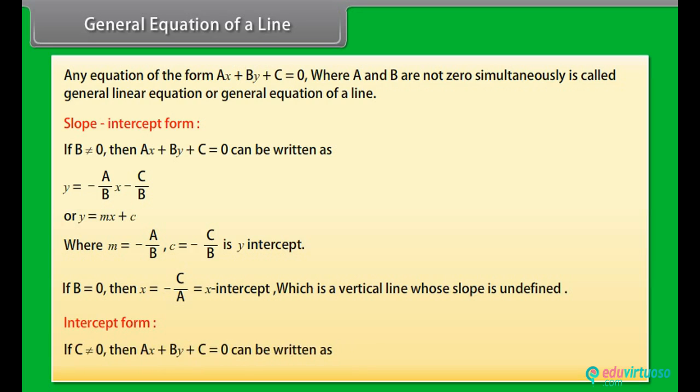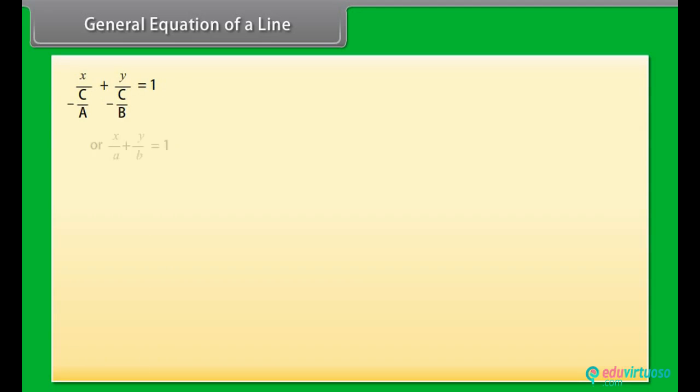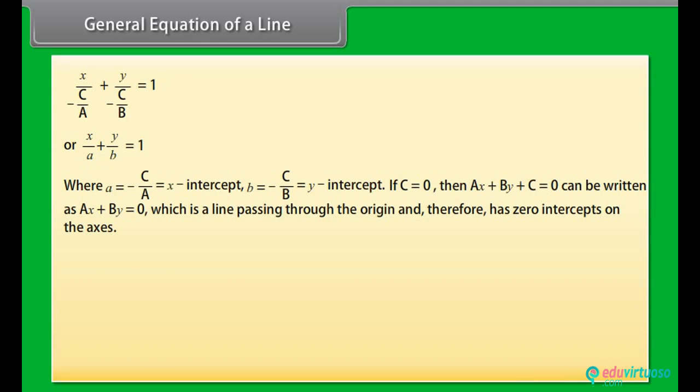Intercept form. If c is not equal to 0, then ax + by + c = 0 can be written as x/a + y/b = 1, where a = -c/a is the x-intercept, and b = -c/b is the y-intercept. If c is equal to 0, then ax + by + c = 0 can be written as ax + by = 0, which is a line passing through the origin and therefore has 0 intercepts on the axes. Normal form.